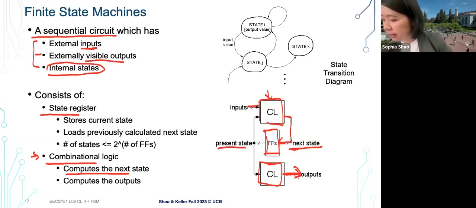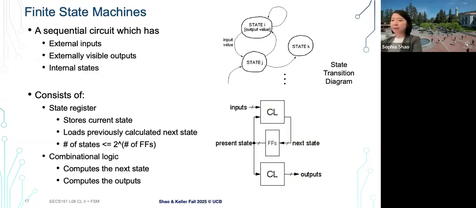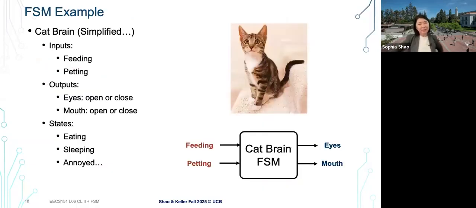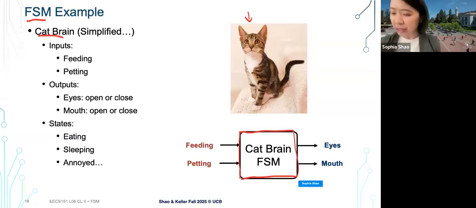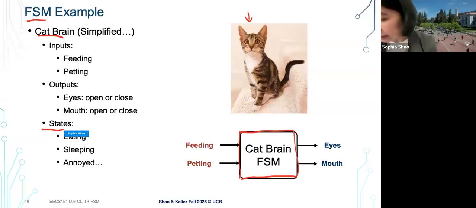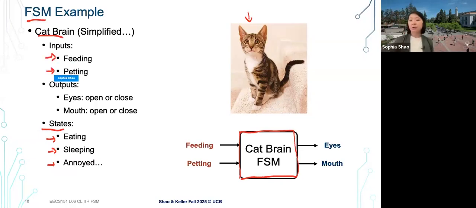So let's take a look at an example. This is a very simple example I put together a few years ago. Let's do a very simple cat brain example. You have a cute cat. If you think about finite state machines, now we have a very simplified cat brain. It has some very simple states. This cat is very naive: it's basically eating, sleeping, and it can also very easily get annoyed. What are the inputs? How humans interact with the cat: you either feed her or pet her. And what are the outputs?